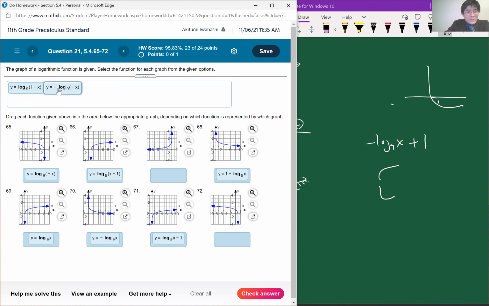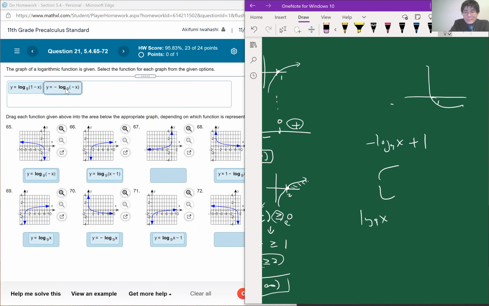Let's work with this one. The log baseline of x is this. You change x to -x, so it's going to have a horizontal reflection. Then you have a negative in front of this, so this is going to flip it with respect to the x-axis, so it's going to be like this. So which is number 67.